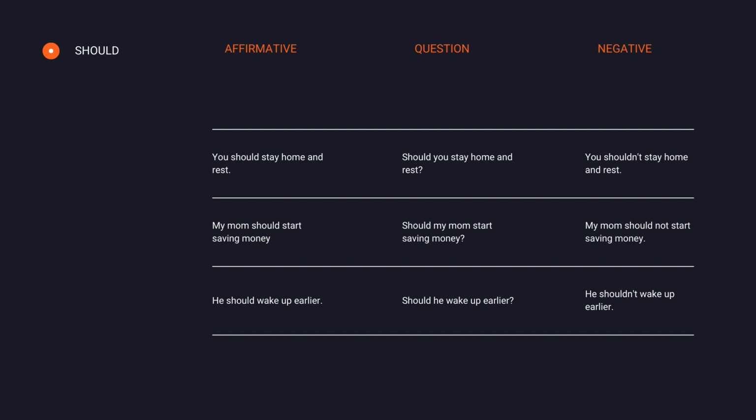So one more time, we use should for three main type of sentences. We use it to give out a recommendation or an advice. We use it for a moral obligation, and we also use it for any type of expectation. When we have an expectation, when something is supposed to happen, we also use should. If we are going to link it with Spanish, the main translation would be debería. I should, yo debería. You should, tú deberías, y así sucesivamente.